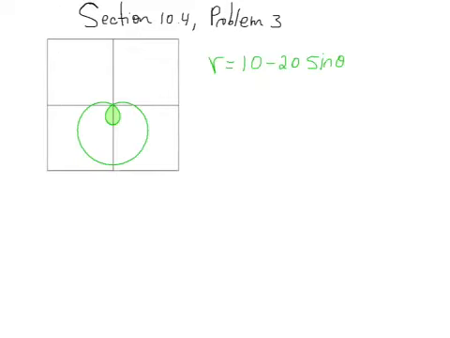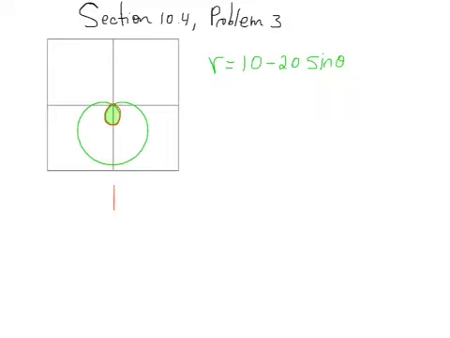Okay, this is problem 3 in section 10.4, and we're supposed to find the area of the shaded region once again. And here we have what's called a limaçon. The equation is r equals 10 minus 20 sine theta, and it's got this inner loop that we need to find the area inside of. So what I need to do is figure out the range of angles that generates just that part of the curve, so I know what my limits of integration should be.